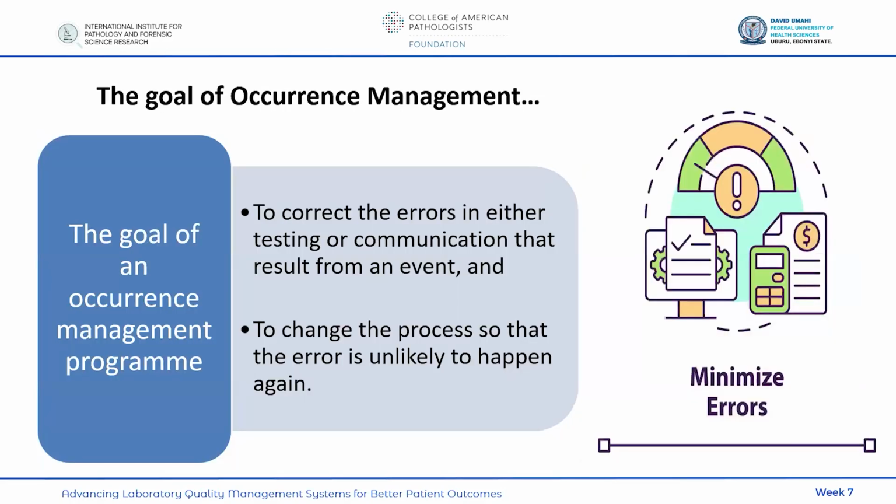So what is actually the goal of occurrence management? The goal of an occurrence management program is to correct the errors in either testing or communication that result from an event. What it means is that this error is not just in testing, okay? It could be error in poor communication in the laboratory, okay? So to change the process so that, and also not just correcting, okay? You have to now change the process so that the chances of this error reoccurring will be very, very low.